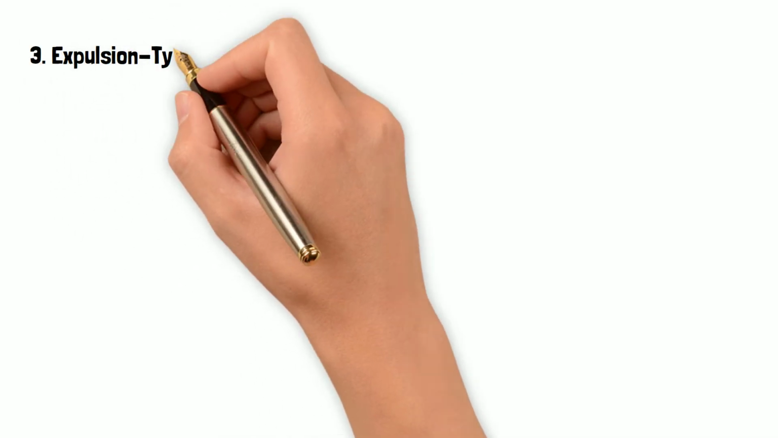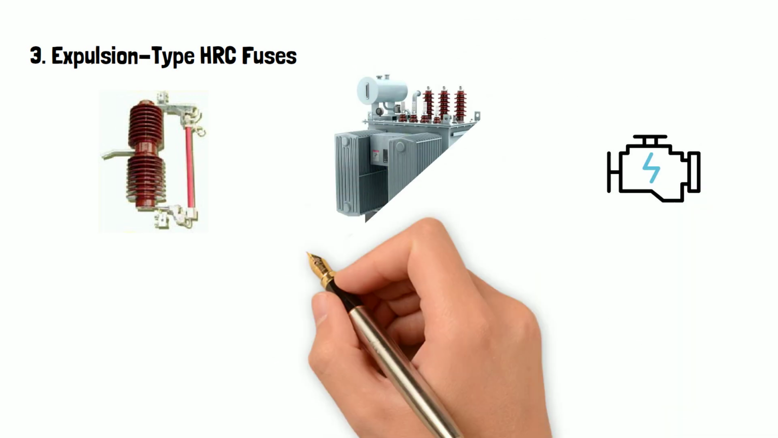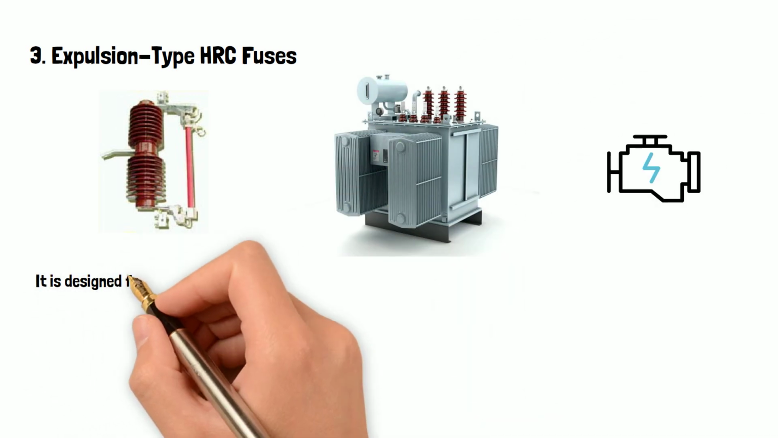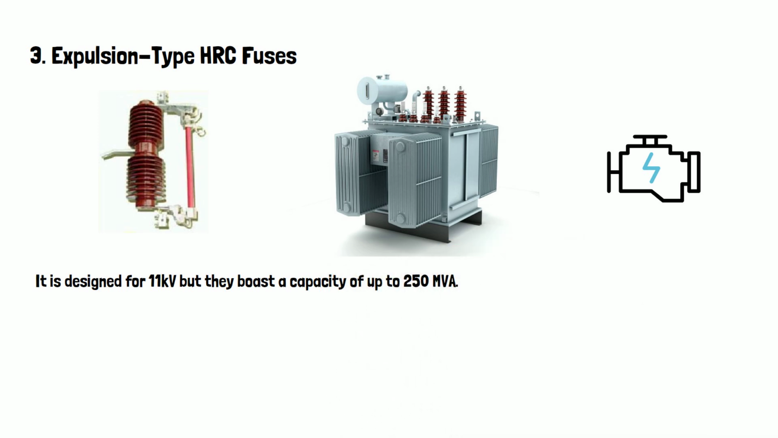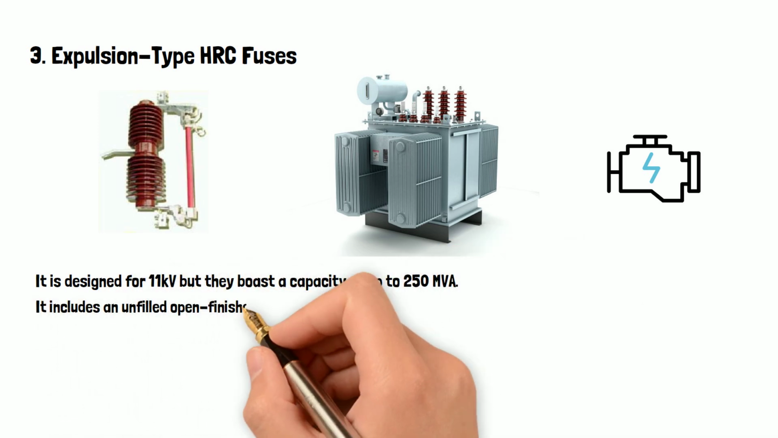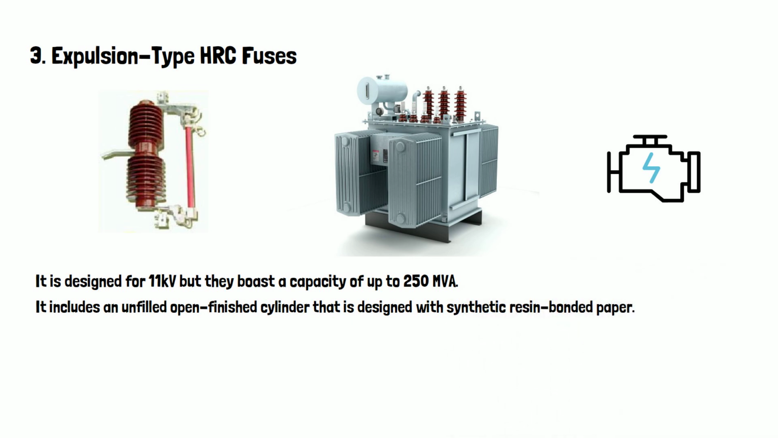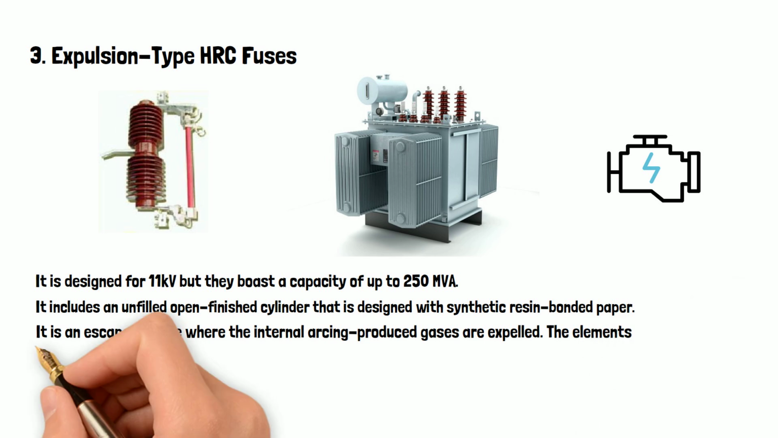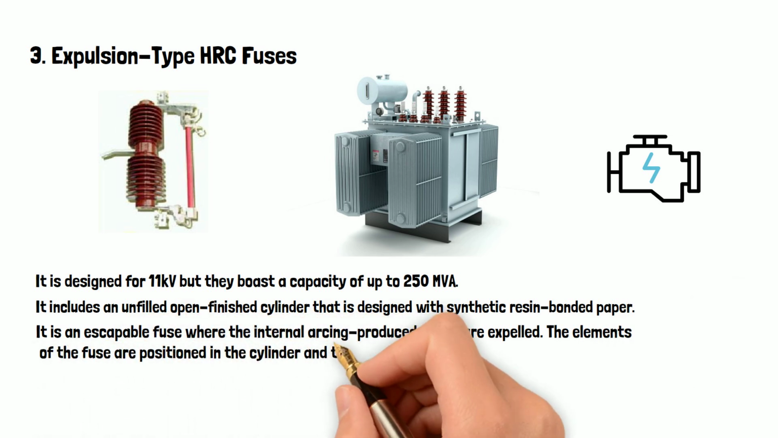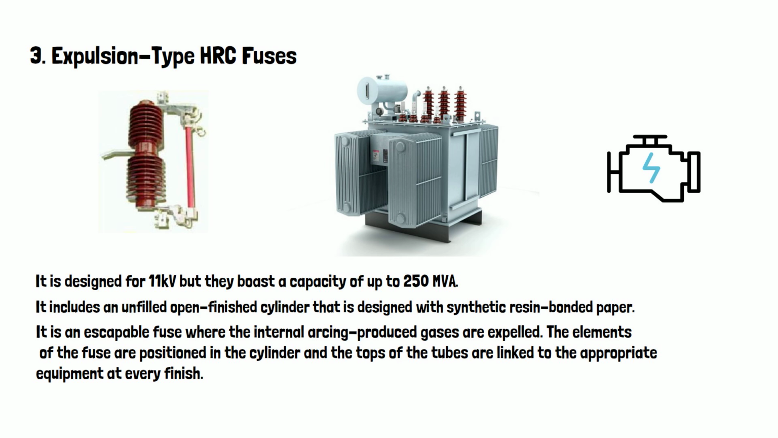3. Expulsion-type HRC fuses. The expulsion-type HRC fuses are used to protect the feeders as well as the transformers. It is designed for 11 kV, but they boast a capacity of up to 250 MVA. It includes an unfilled open-finish cylinder that is designed with synthetic resin-bonded paper. It is an escapable fuse where the internal arcing-produced gases are expelled. The elements of the fuse are positioned in the cylinder, and the tops of the tubes are linked to the appropriate equipment at every finish.